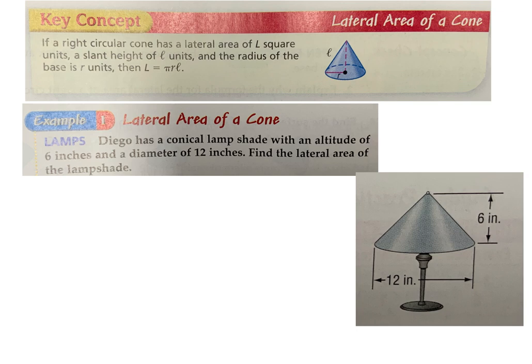Diego has a conical lamp shade with an altitude of 6 inches and a diameter of 12 inches. Find the lateral area of the lampshade. So if my diameter here all the way across is 12 inches, what is my radius going to be? Yeah, my radius then is going to be 6. They've given me the altitude. I actually need the slant height, right? And so I actually have this triangle that is created, right?